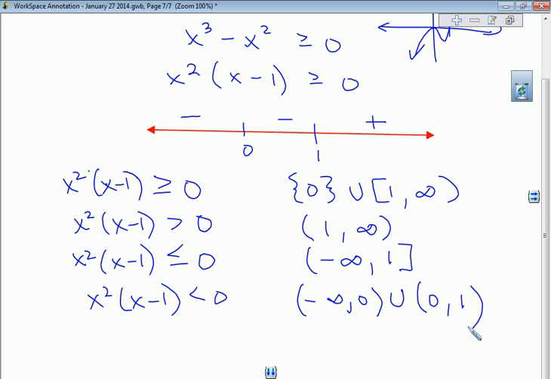Could we write it as negative infinity to 0 to 1? No, we're going to use proper interval notation. Yes, sir. What are the little squiggly lines around the 0 for? Oh, the braces? Yes, it's just 0. It's not an interval. So I couldn't use the interval notation. I had to use the set notation. It is just the 0. It's not an interval. Good question.